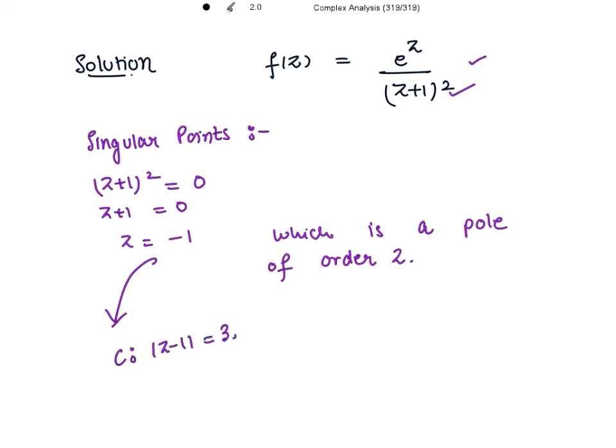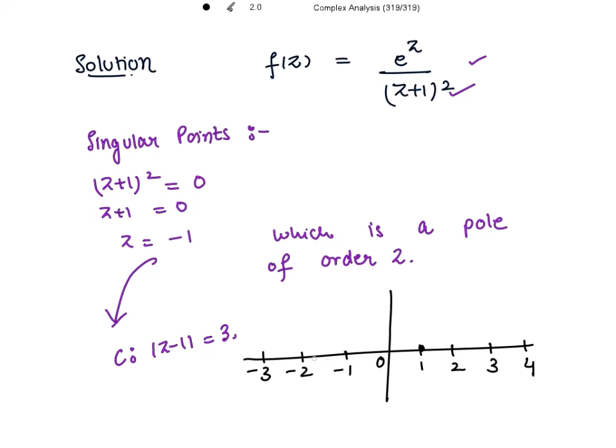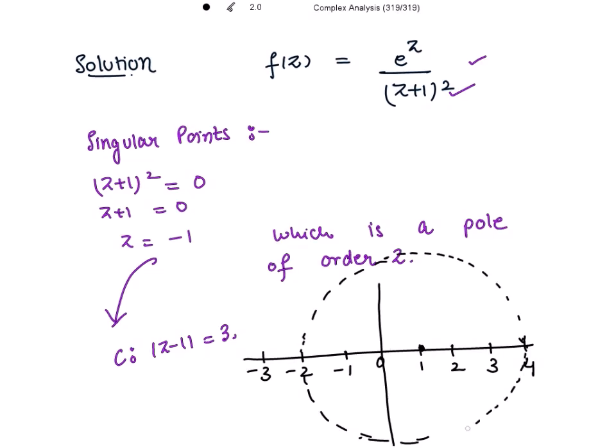Let's check this. The circle is centered at z = 1 here, right? And it is having the radius 3. So up to -2 and 4, right? Please consider this to be your circle. I know it's not a circle, but consider this to be the circle |z - 1| = 3. Is the point -1 lying inside the circle? Yes, the point -1 lies inside the circle, right? So now we need to calculate the residue at this point.